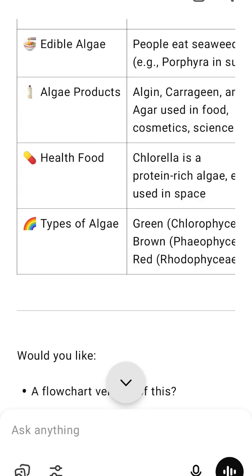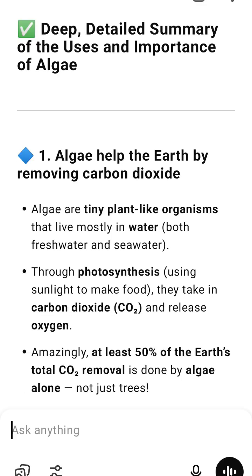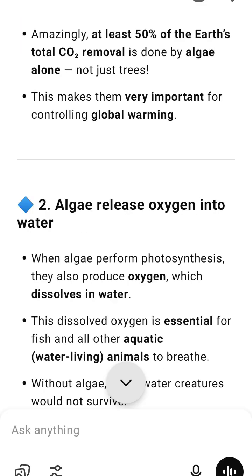7. Chlorella, tiny but powerful algae. Chlorella is a green alga made of just one cell, unicellular. It is very rich in proteins and can be eaten as a food supplement. Extra health food. Even space travelers, astronauts, use it as food because it grows fast. It has lots of nutrients. It doesn't take up much space.